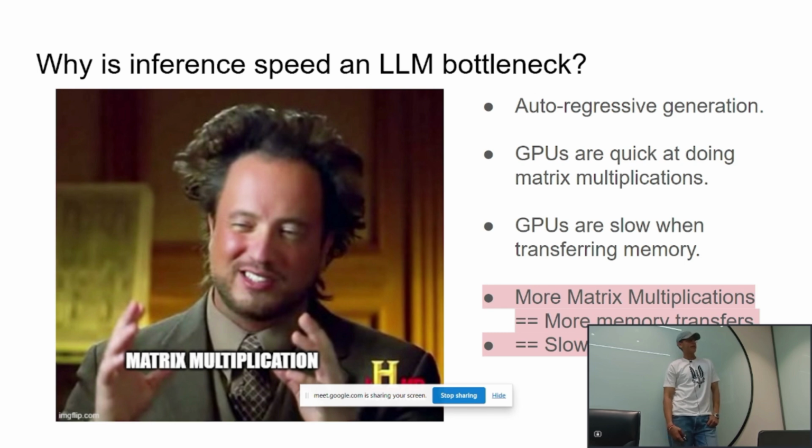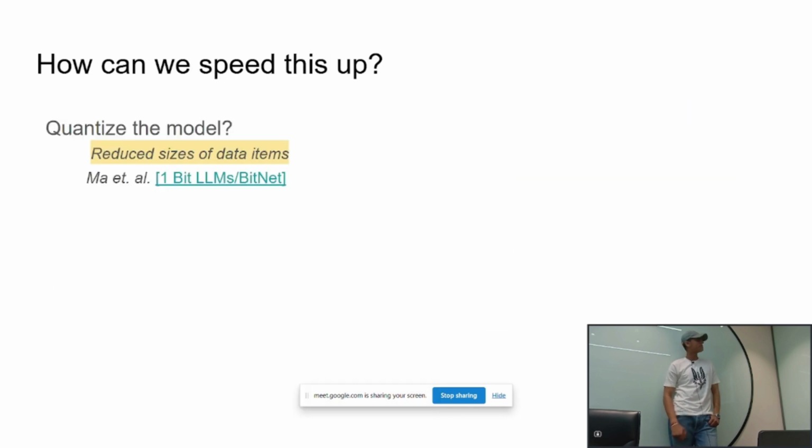Well, it's not really the matrix multiplication operation itself that is slow, but when you operate on a GPU, in order to perform an operation on it, you have to transfer memory from your main memory to the GPU block. And this increases the memory overhead because the memory bandwidth is limited. So now when you do more matrix multiplications, that means you have to do more memory transfers, and that results in slower performance. So how can we speed this up?